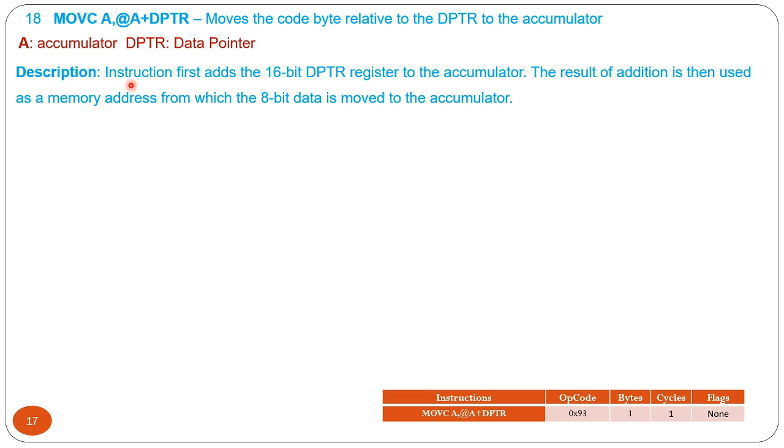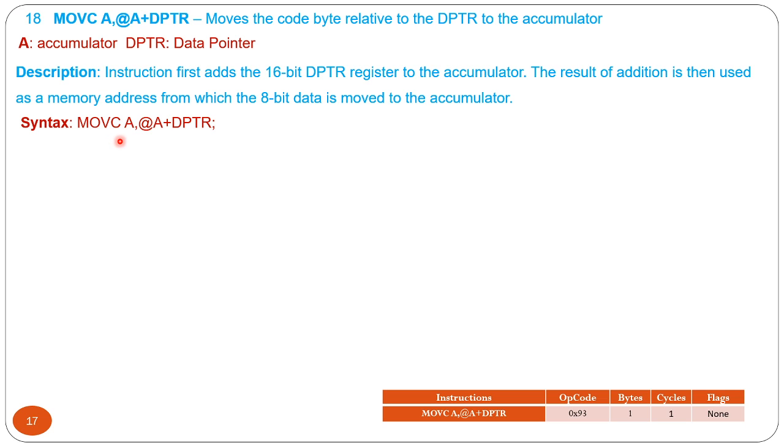Description of this instruction: the instruction first adds the 16-bit DPTR register to the accumulator. The result of the addition is then used as a memory address from which 8-bit data is moved to the accumulator register. So in this way, DPTR plus the content of accumulator gives the address of memory from where the data will be moved into the accumulator register.